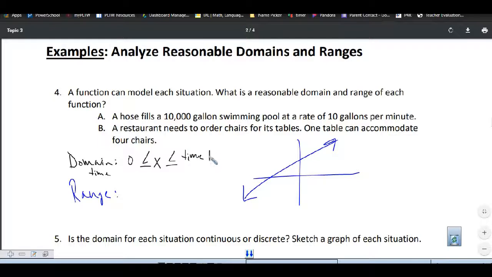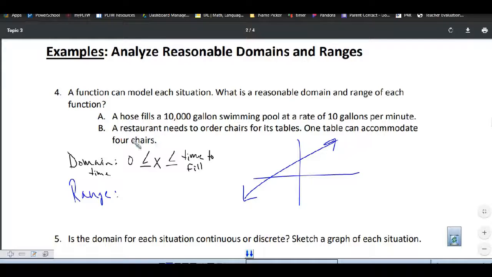Okay. And if asked, we could proceed to figure that out. We could divide by 10 gallons per minute to figure out how many minutes or how many hours that's going to take. But ultimately, what we're trying to do here is just determine what is reasonable. So this is not going to go to infinity in time. Okay, at some point it will reach its capacity, and then it no longer makes sense to identify possible domain values for that. So again, the domain of time here is just something between 0 and however long it takes to fill. That's what's reasonable for this situation.